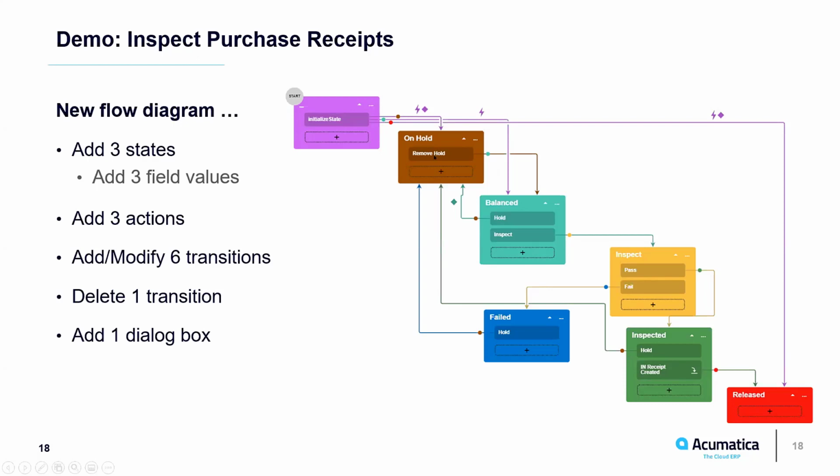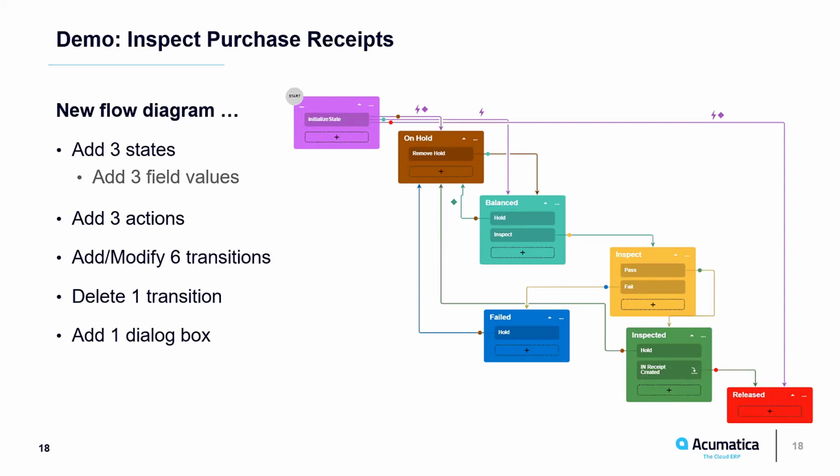We're going to have a typical on hold. It goes to balanced, and then what we used to have was you had a release which tossed it all the way down here to released. So now, where you can see, I'm going to add a couple new states here. Go in, add some actions, manage some transitions, add a dialog box, and if all goes well, I'll be able to compile that and run it for you.